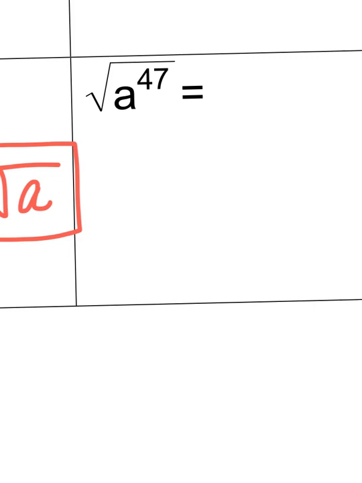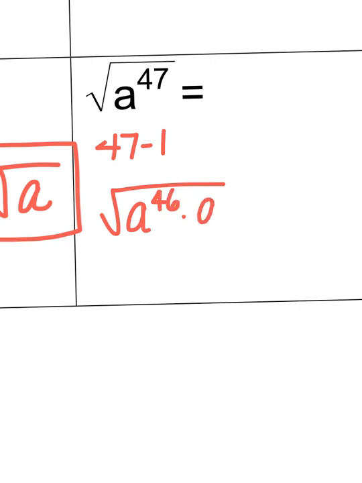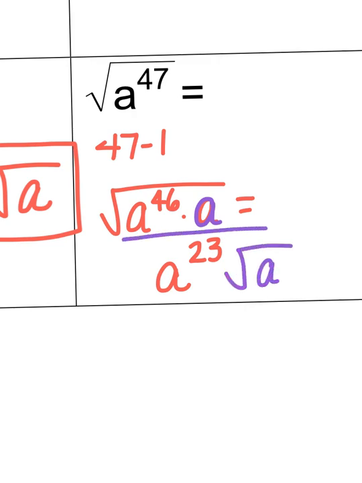Here's another example. It's odd. So basically we're taking 47 and subtracting 1. So what it looks like is we have a to the 46th power times a to the first power. That makes it a little bit easier to deal with. The square root of a to the 46 is a to the 23rd. This other square root of a cannot be simplified. So we will leave it a to the 23rd power times the square root of a. And that's our final answer.